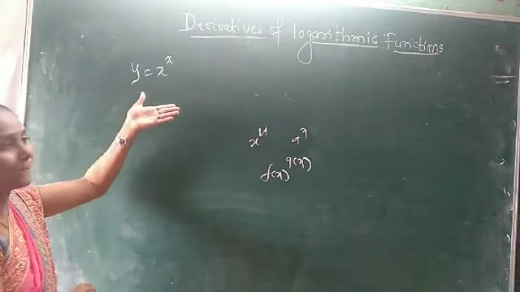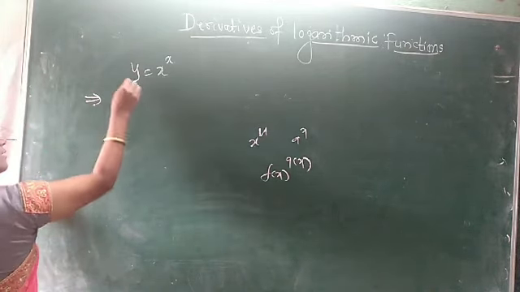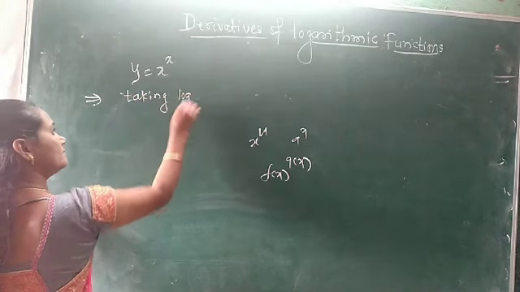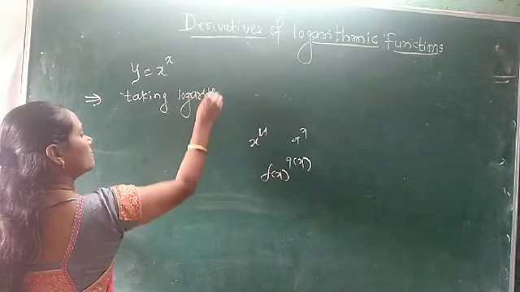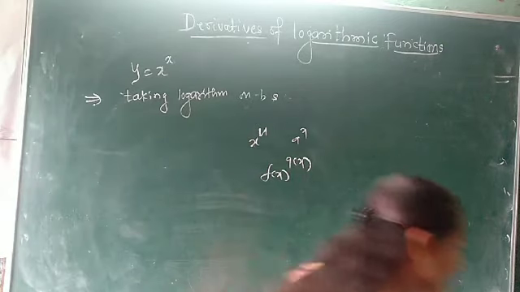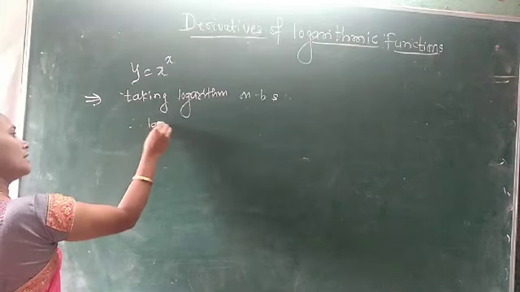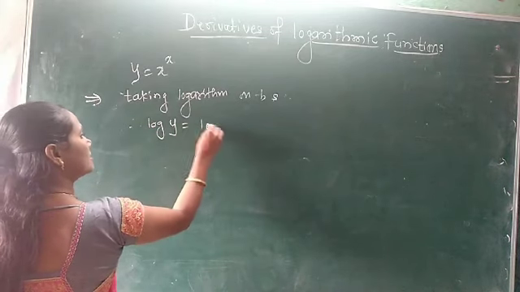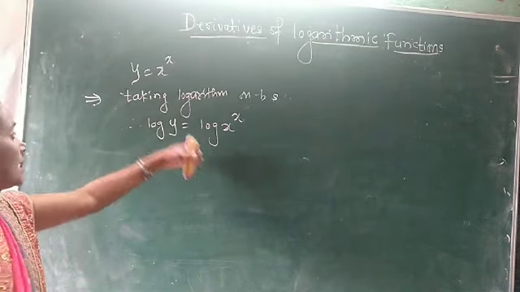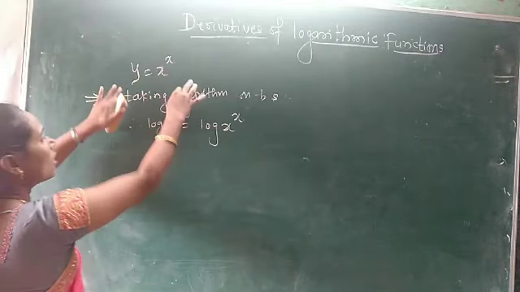First apply the logarithm on both sides. Taking logarithm on both sides, therefore we get log y is equal to log x raised to x. By taking logarithm on both sides, we get log y is equal to log x raised to x. We only apply log on both sides.